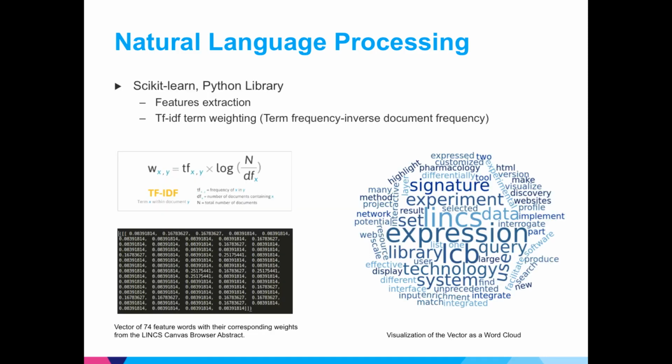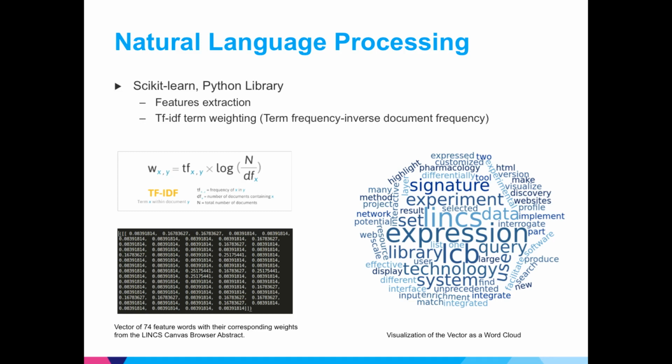The second library, scikit-learn, was used to construct weighted feature vectors for all of the preprocessed abstracts. I decided to use the term frequency, inverse document frequency metric to reflect the importance of a given word in the accumulation of all the features in the collection.